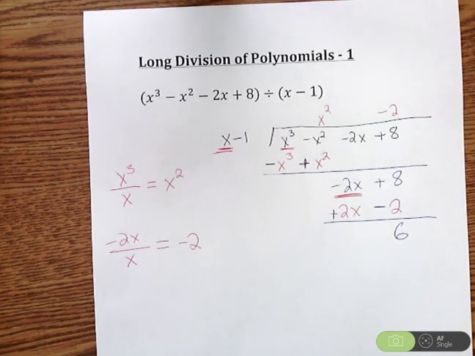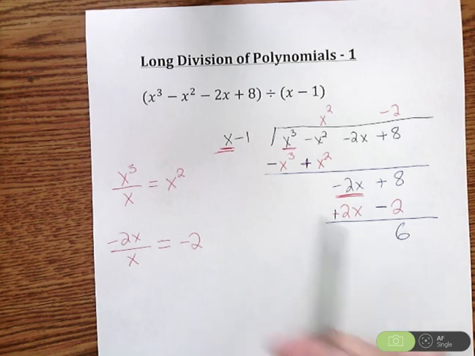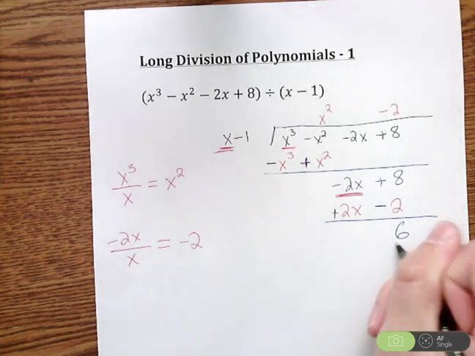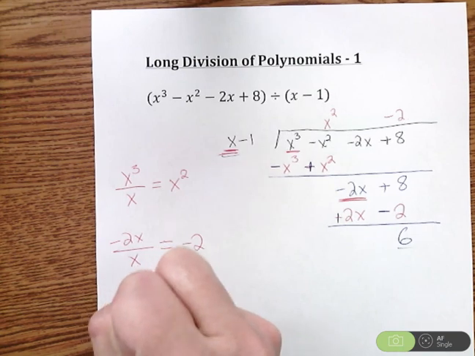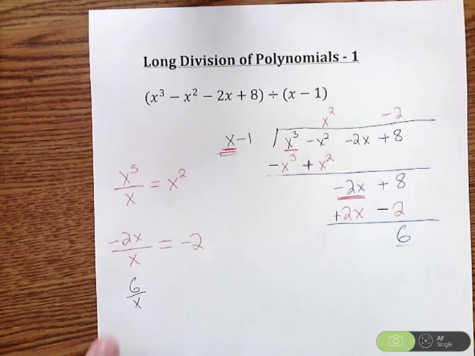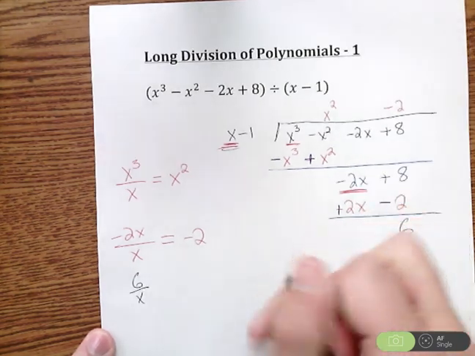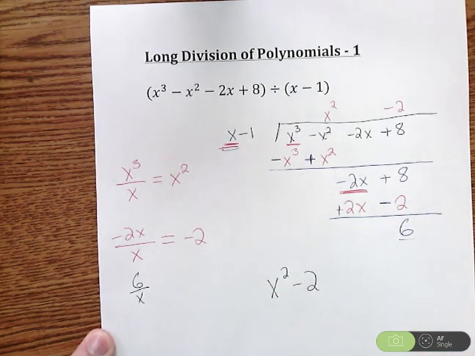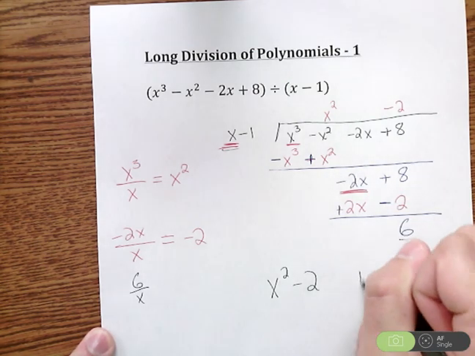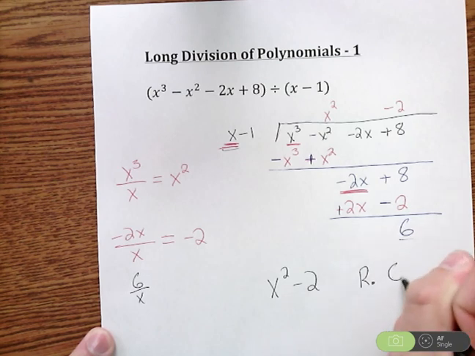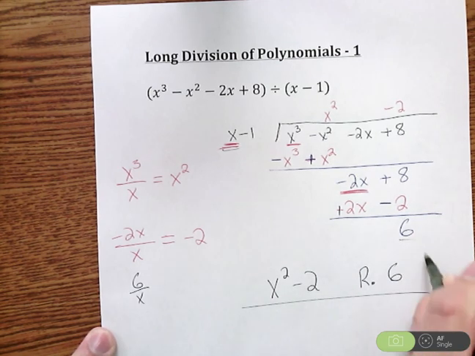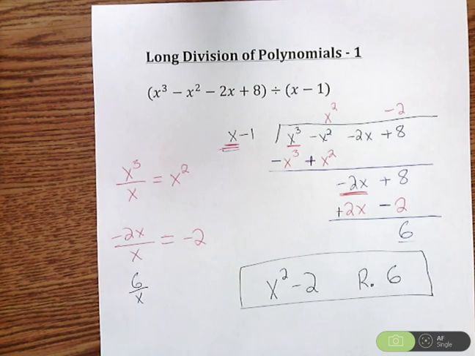Now we would want to keep trying again, so you take the first term here divided by the first term there. So you would have 6 divided by x, but looking at that, nothing simplifies there. Whenever you get something like that, that's when you know you're done. So our answer here is x squared minus 2. And whatever we have left when we're done with this entire process is our remainder. So I'm going to put r 6. So x squared minus 2 with a remainder of 6 is the answer when we do this long division of a polynomial.